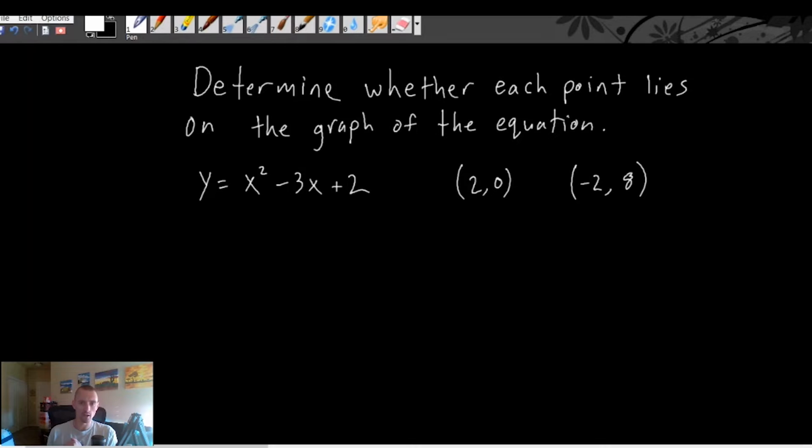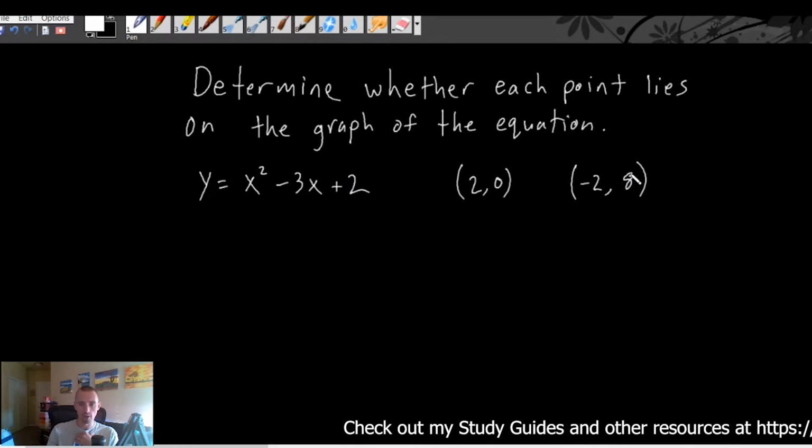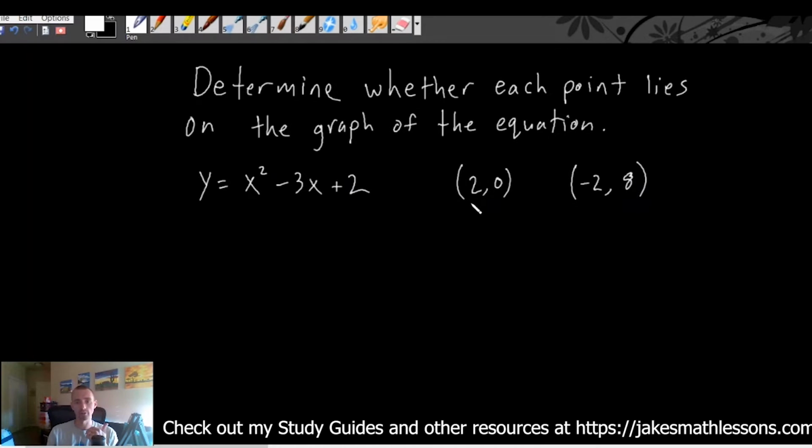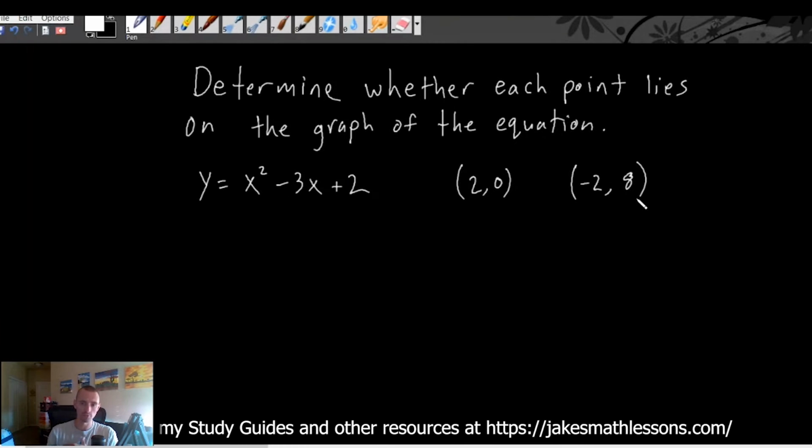Determine whether each point lies on the graph of the equation. So really, when it comes to these kinds of problems, you're given some sort of equation. In this case, we have y equals x squared minus 3x plus 2. And then we have these 2 points that we need to figure out if they actually lie on the graph of this equation, which are (2, 0) and (-2, 8).